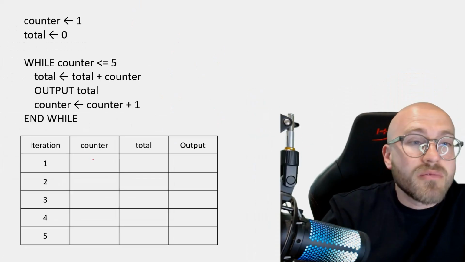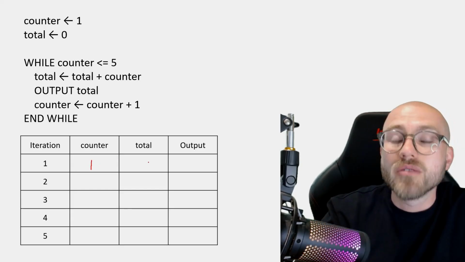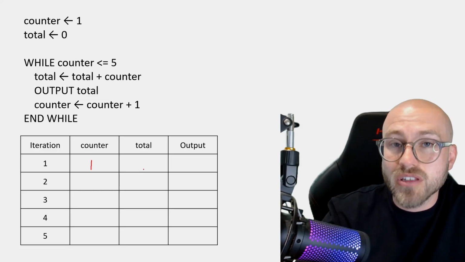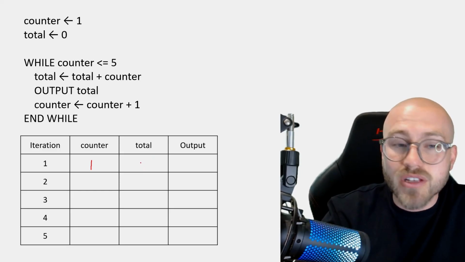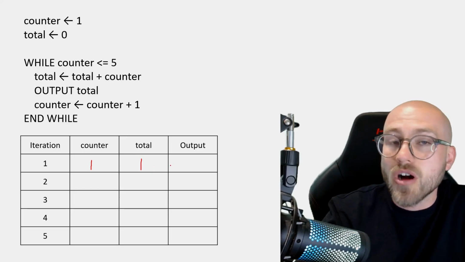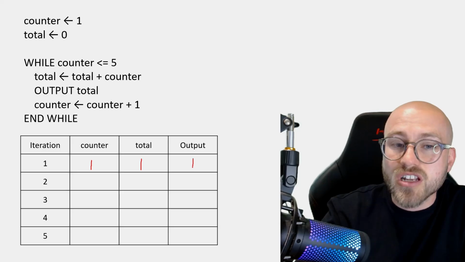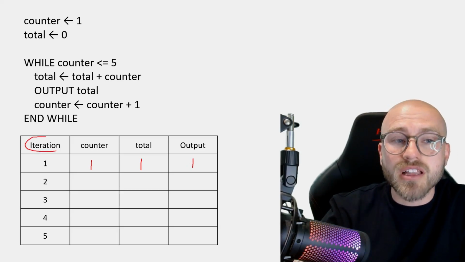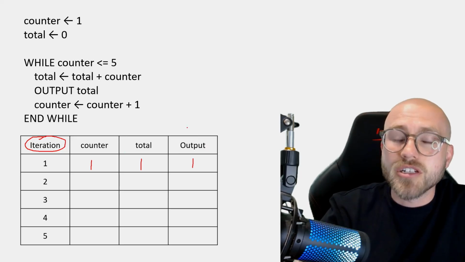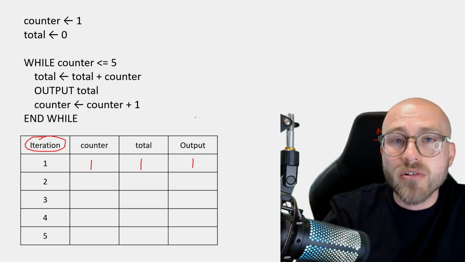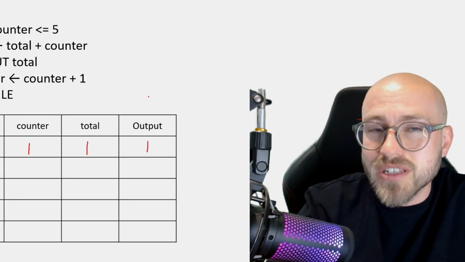To begin with, your counter is at 1. We're going to add 1 onto the total because that's what the counter currently is at. It's at 1 and the total is at 0. So in the total box, we'll put 1 and then the output is just going to be whatever the total is, which is going to be 1. Now notice on this column on the left hand side it's called iteration, which means that's our first iteration of our program. Now we're going to do it again, but we'll see some different results.